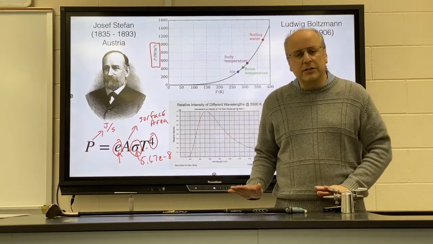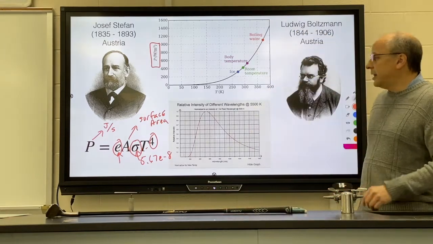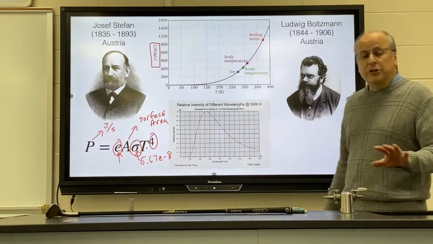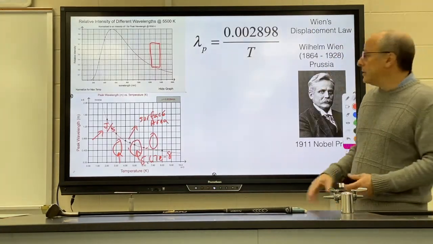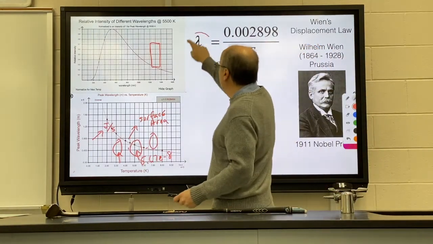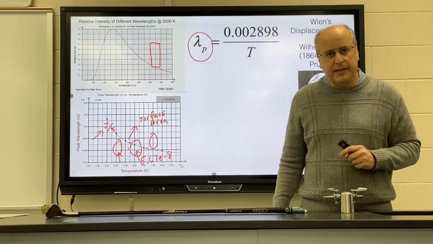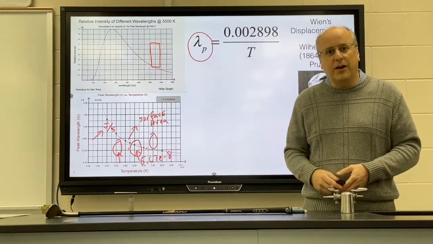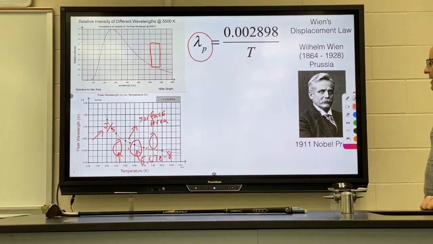We will practice some problems with these tomorrow. I just wanted to introduce you to the theory today. So again, this equation lets you predict the total power. This equation relates the temperature to the wavelength that comes off most prevalently. The wavelength where you get the most coming off. The most common wavelength. We call it the peak.